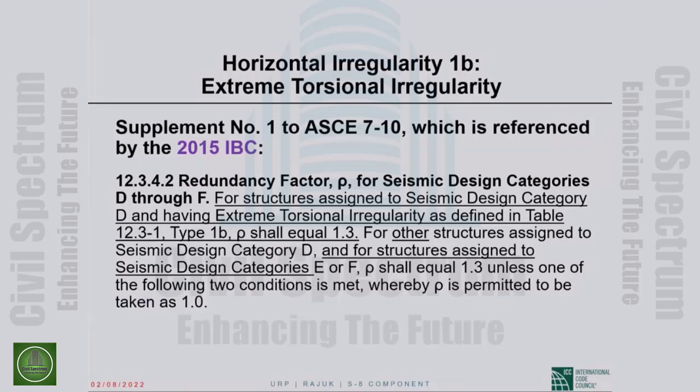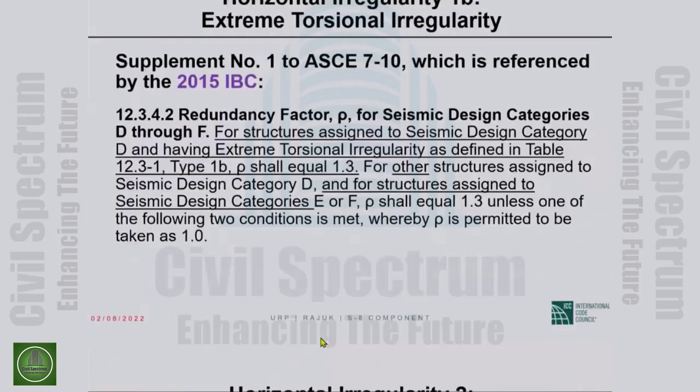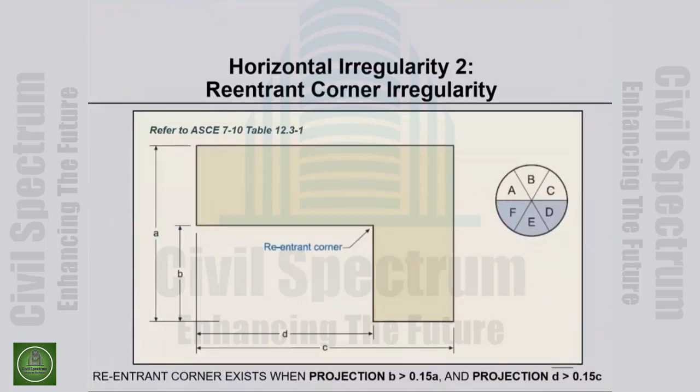This probably goes into a little too much detail in a supplement to ASCE 7-10. ASCE 7 says that the redundancy factor rho shall be automatically taken equal to 1 for buildings with extreme, for structures assigned to seismic design category D and having extreme torsional irregularity, rho shall be 1.3. This is, I won't go beyond that. This goes into, and this is ASCE 7-10 supplement for you. It is in the future. Okay, re-entrant corners.